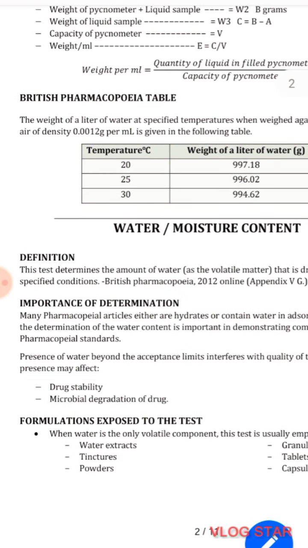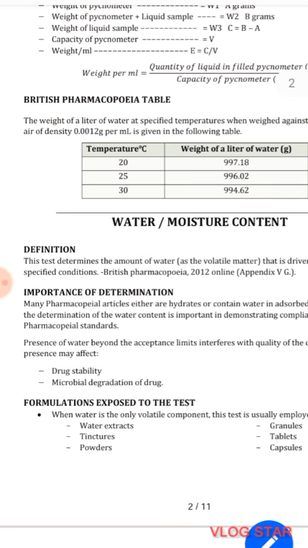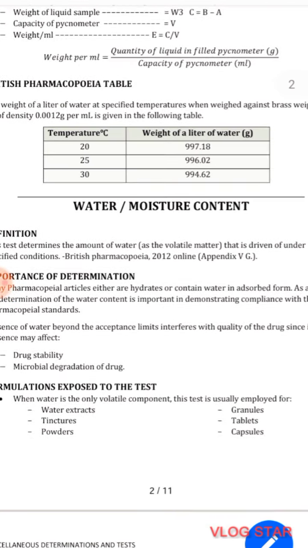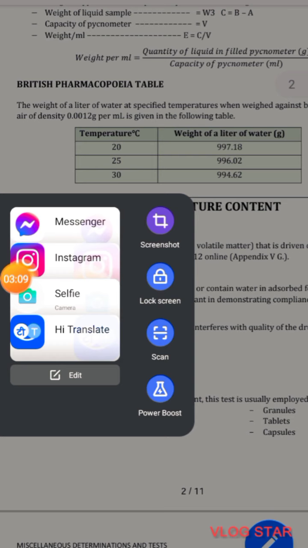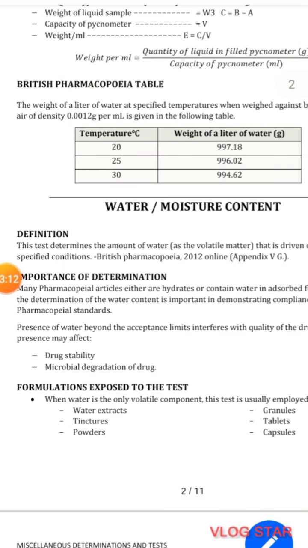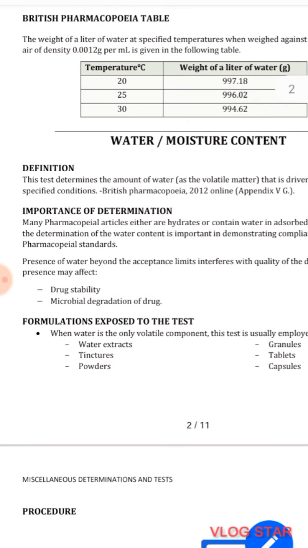Now we'll go toward the second process, that is water moisture content. The water moisture content is the amount of water which is present inside a content. Now, why do we determine it? Because we have certain compounds in pharmaceutical products, like tablets, medicines, syrups, etc. If the quantity of liquid is more, then the growth of bacteria may affect the product. So that's why we need to find out the moisture content of that compound.